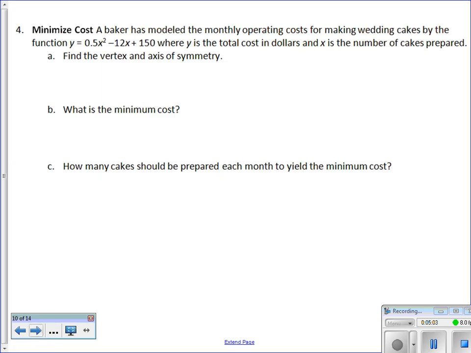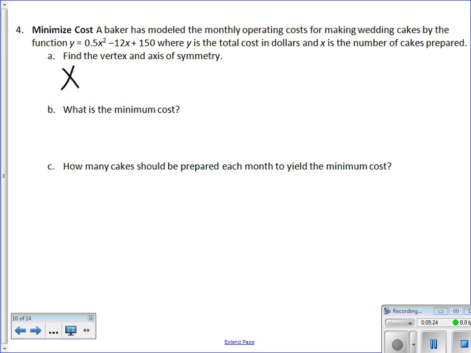Let's take a look at this minimum cost one. Well, we're given a quadratic. So go ahead and pause the video, take a chance to just read through this problem. Okay, so we're saying that y is our total cost and x is the number of cakes prepared. So first they just ask us to find the vertex and the axis of symmetry. All right, done. I know how to do that.